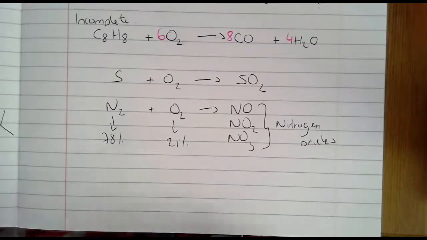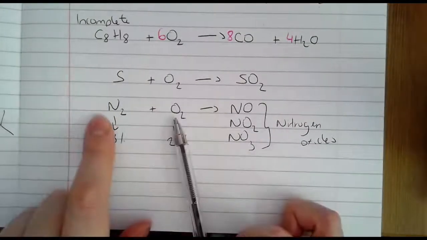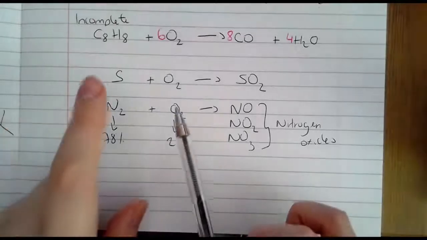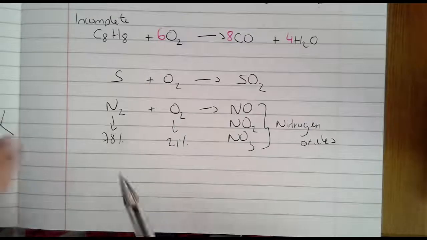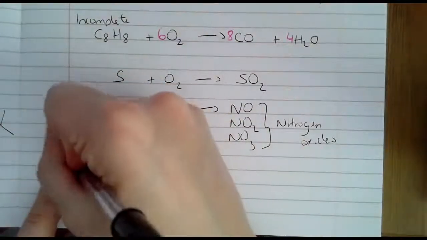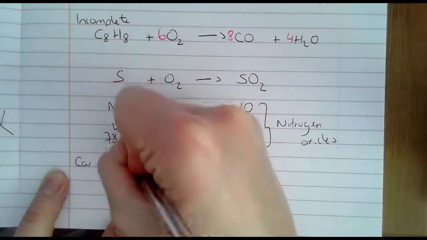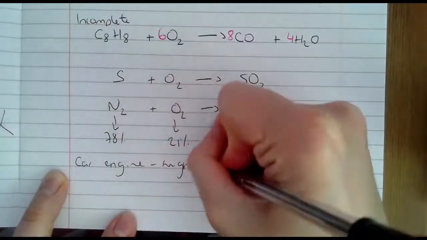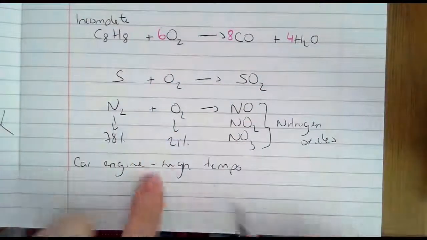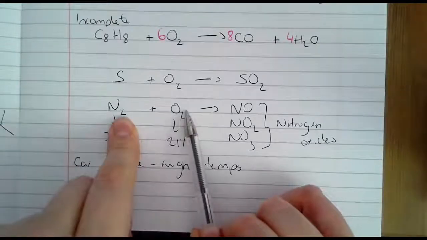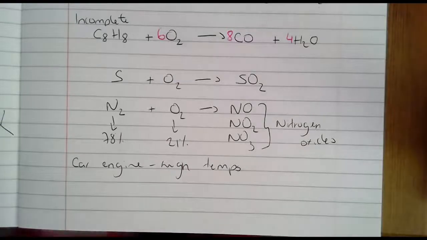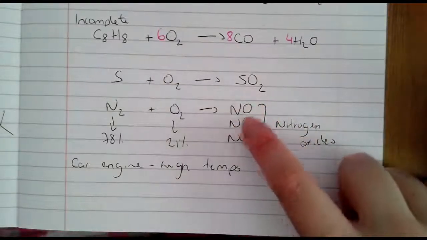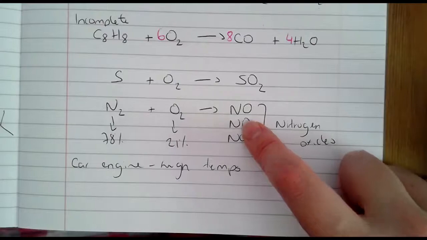of heat. And in a car engine with really high temperatures, you can react nitrogen and oxygen. So they're not going to react normally at room temperature, but in a car engine, you have got high temperatures, and the nitrogen and the oxygen will react to form these nitrogen oxides. So just like sulfur dioxide, your nitrogen oxides can also dissolve in rainwater and cause acid rain.